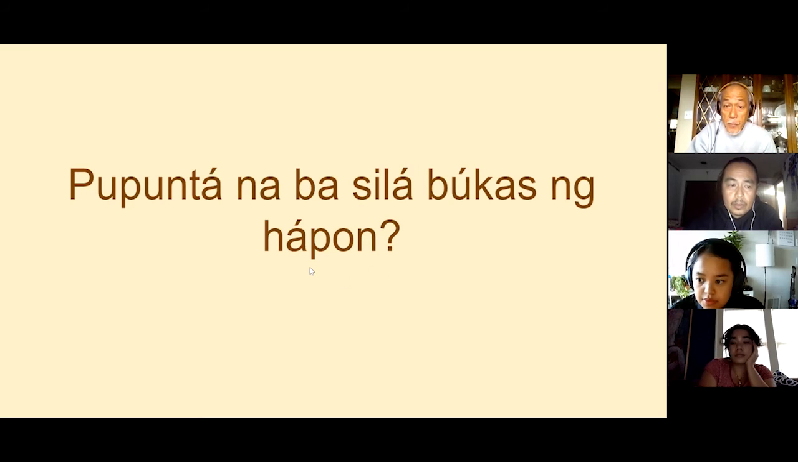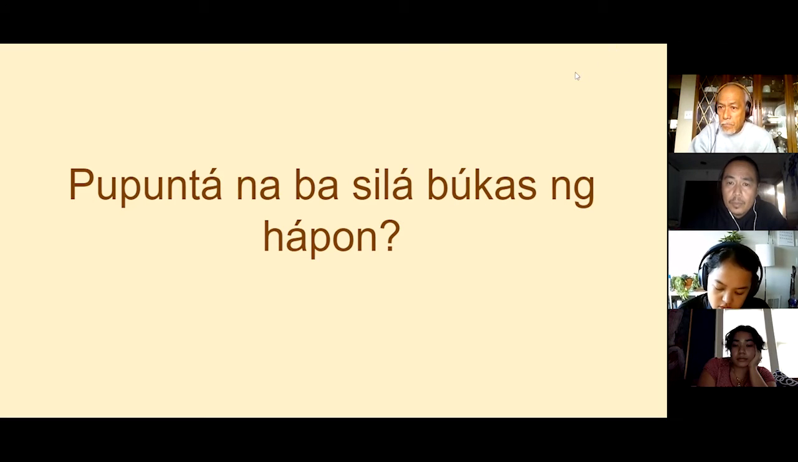So this is in the future, right? Because it's a verb. You can see because it is pupunta, right? Pupunta na ba sila bukas ng hapon? What is it trying to say? What do you think it's trying to say? Are they going? I don't think it specifies where, but are they going tomorrow afternoon? Okay, so how do you answer that? Pupunta na ba sila bukas ng hapon? Oo, pupunta na sila bukas ng hapon. Yes!